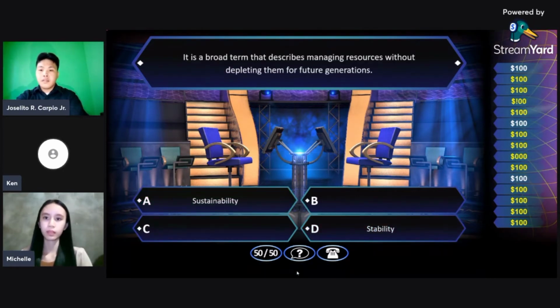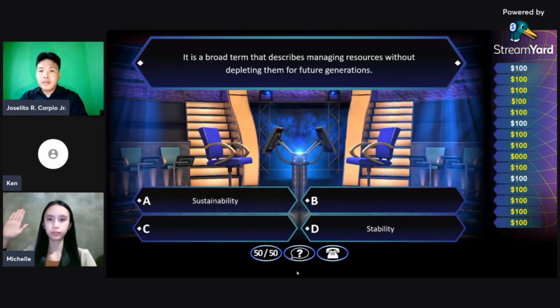It is a broad term that describes managing resources without depleting them for future generations. A. Sustainability or D. Stability. Yes, Michelle? Letter A. Sustainability. Let's see.